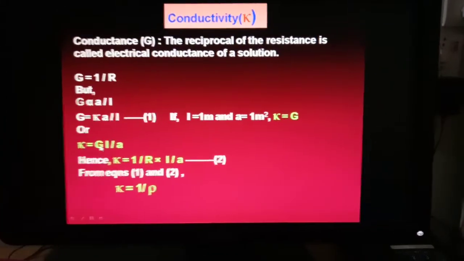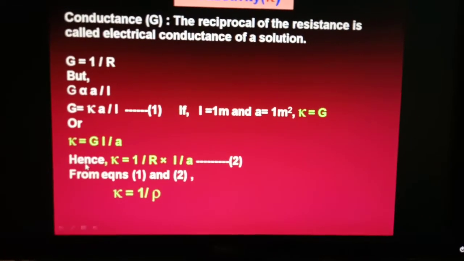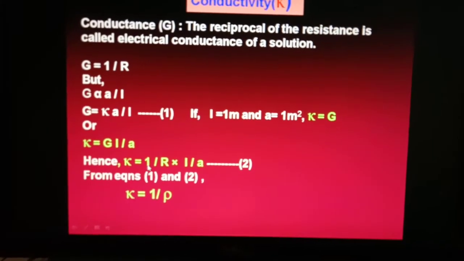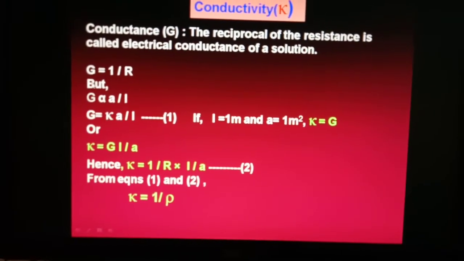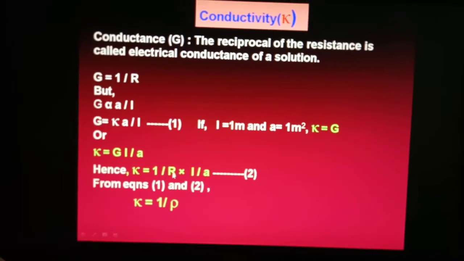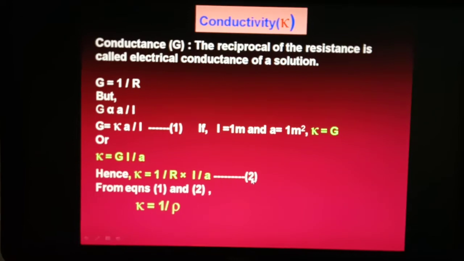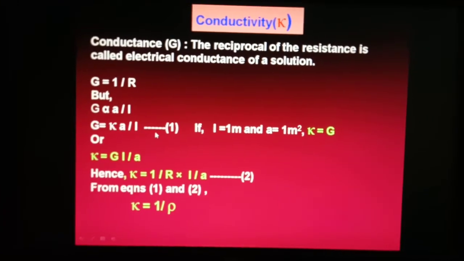Equation 1 can also be rearranged and written as kappa is equal to G into L divided by A. Hence, kappa is equal to 1 upon R, as G is equal to 1 upon R. So we write it as kappa is equal to 1 upon R into L upon A. Let us call this equation number 2. Now from equation 1 and equation 2, we get the final relation as kappa is equal to 1 upon rho.